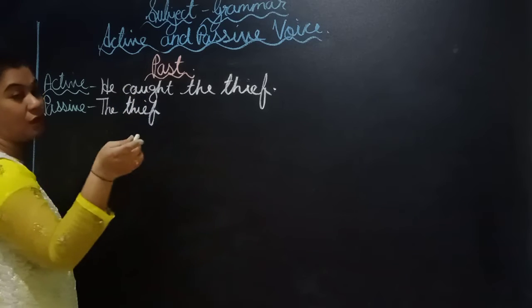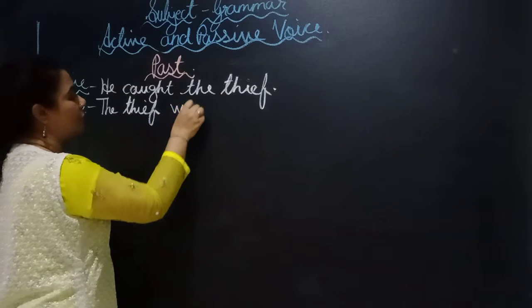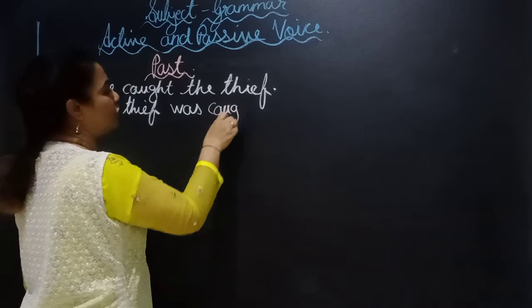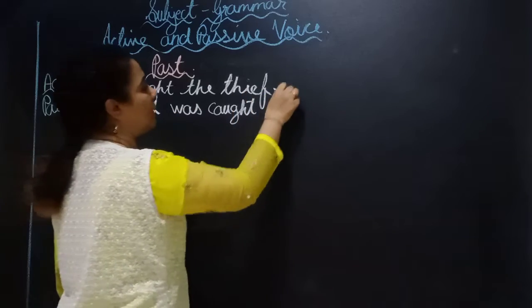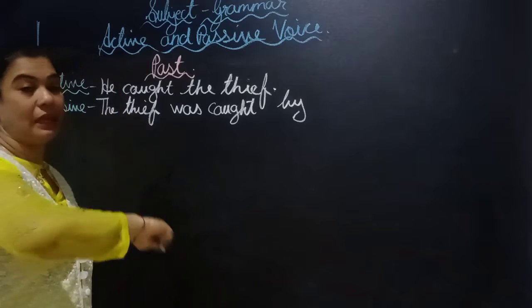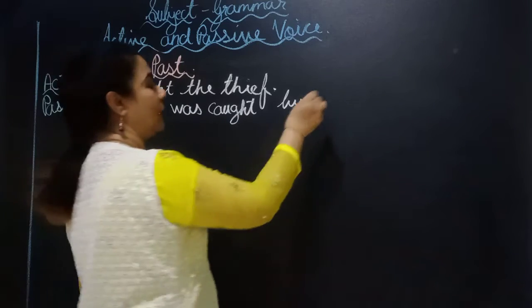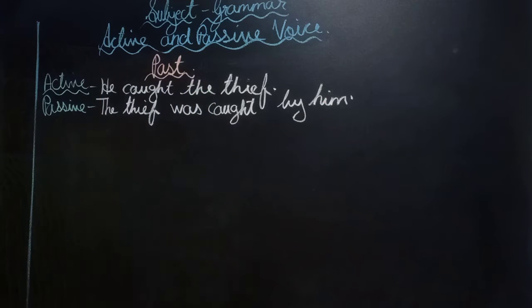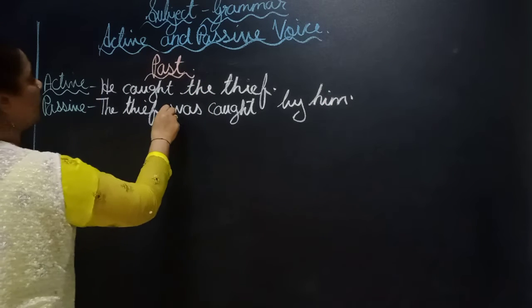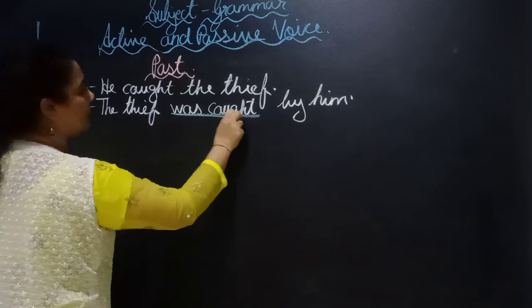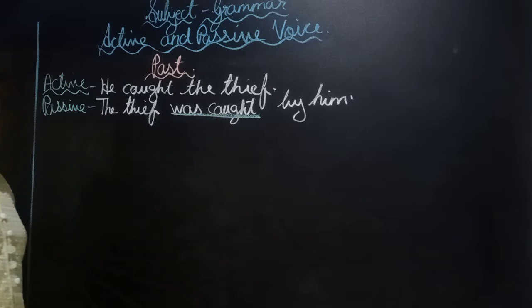The thief is singular, so it will come was. And past participle of caught is caught only, C-A-U-G-H-T. Was caught by he will become him. So here you can see that you have inserted was plus the past participle of the verb for the simple past.